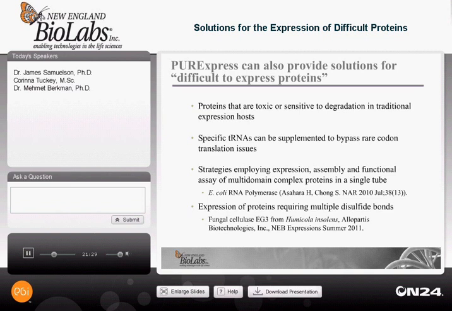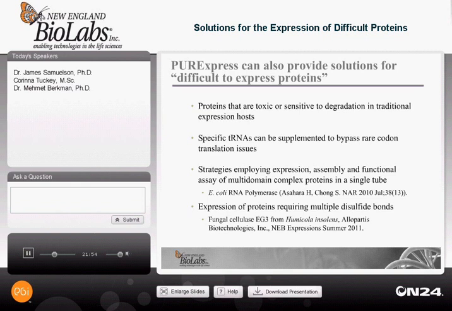Two other topics for difficult-to-express proteins that I'm going to go into further detail about today are the expression and functional assay of a multi-domain complex protein. This study was done by one of the research labs at New England Biolabs. It was published about a year ago in Nucleic Acids Research, and the citation is on this slide. This was a study involving the E. coli RNA polymerase holoenzyme.